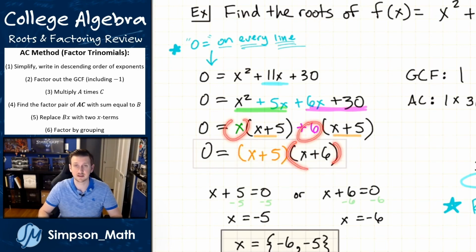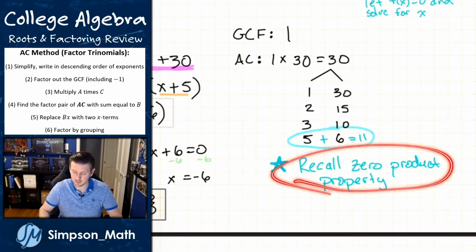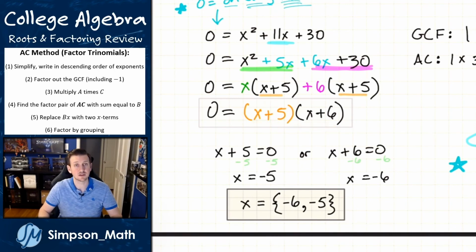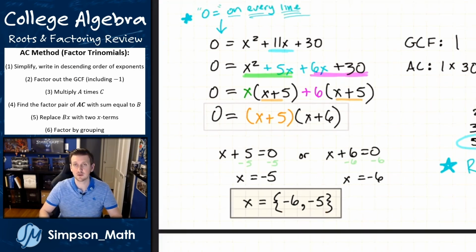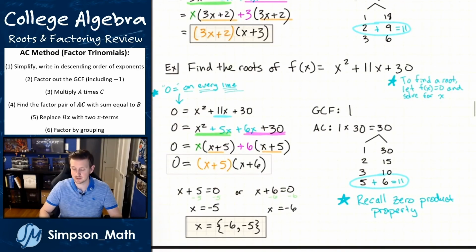x plus 6. So then, according to the zero product property, remember that, I'm able to set each factor to be equal to 0. So then I subtract 5 from each side, subtract 6 from each side, and so my solution set is x is negative 6 and is also negative 5. So there we're using factors, we're factoring this trinomial, in order to find the roots of this function.